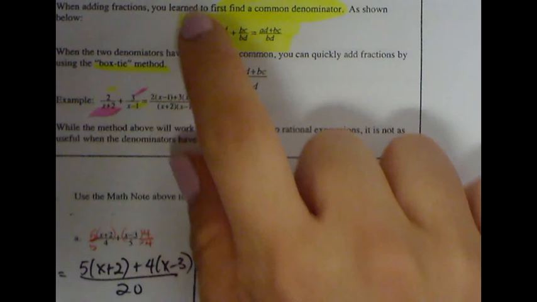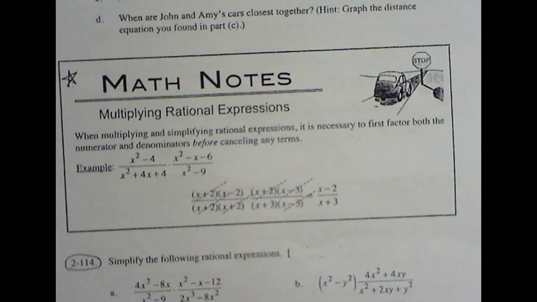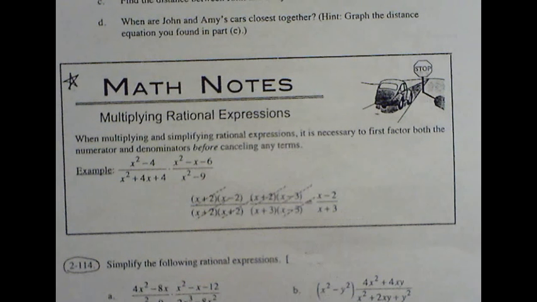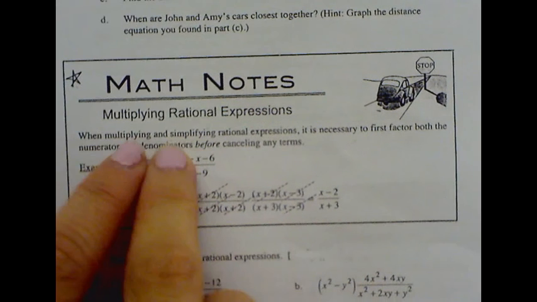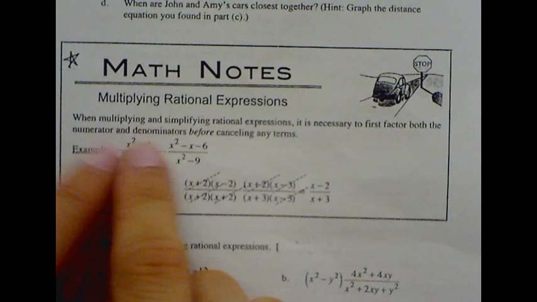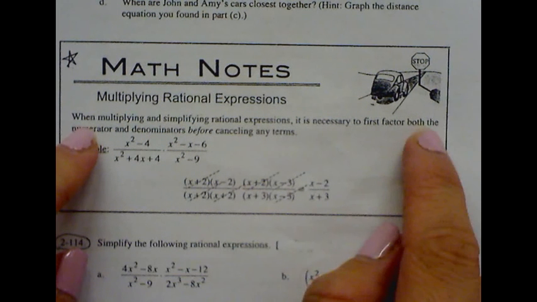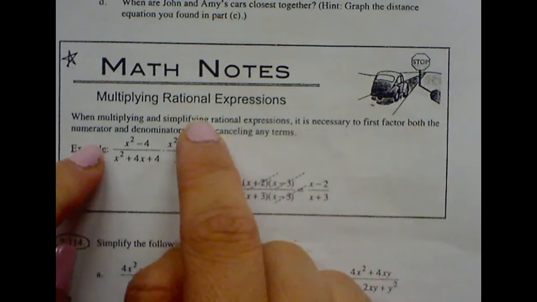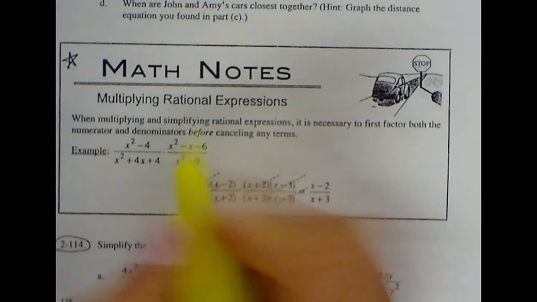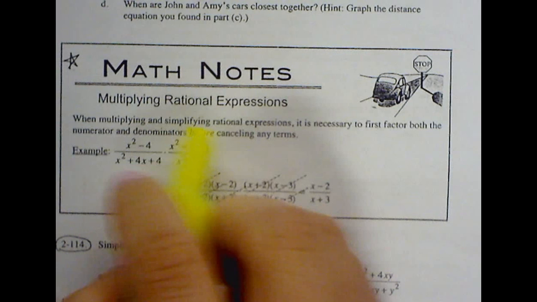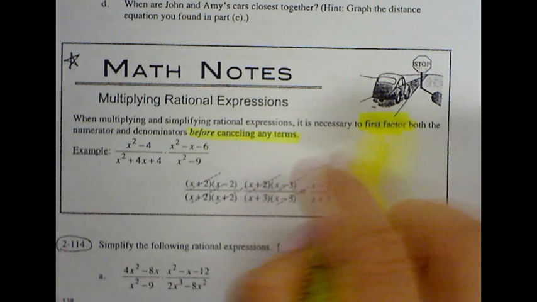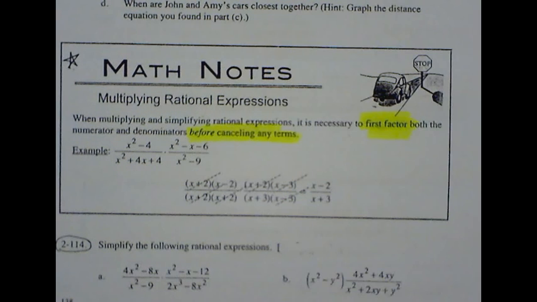When multiplying and simplifying rational expressions, it's necessary to first factor both the numerator and denominator before canceling. Remember, before we cancel, what do we always have to do? First factor, then cancel. For example, if I factor x squared minus 4, it's x minus 2 times x plus 2. If I factor this one, it's x plus 2 times x minus 3. Then I can cancel out anything that's the same.